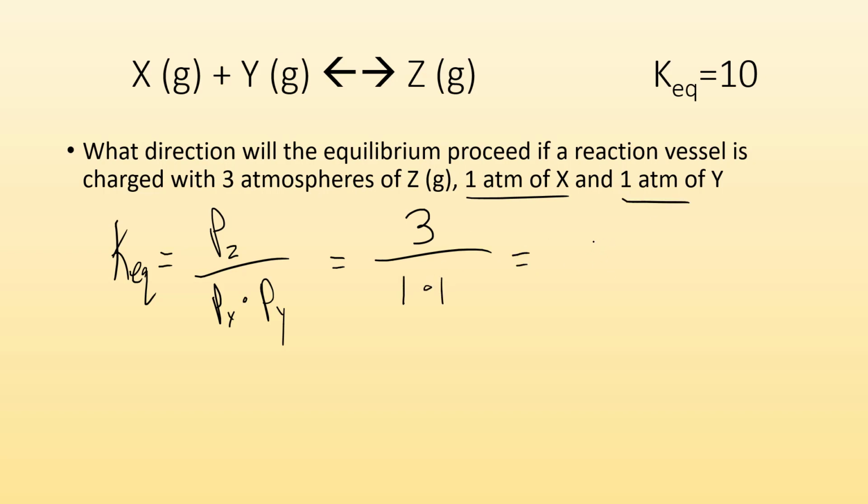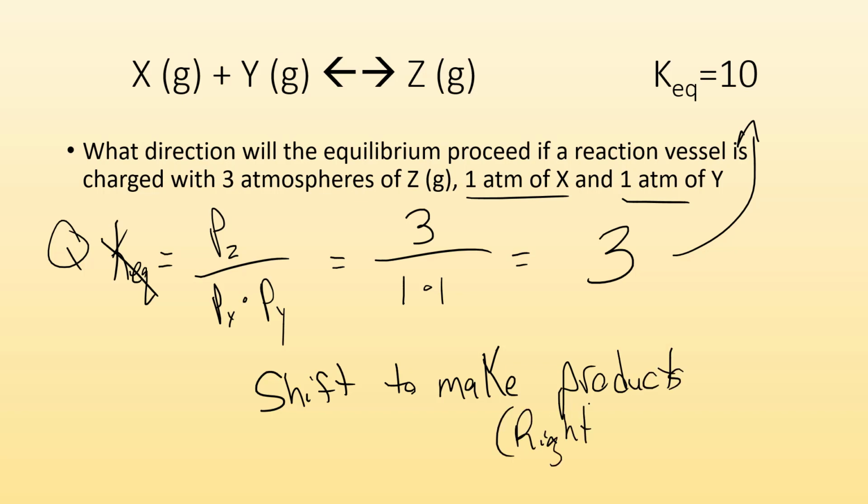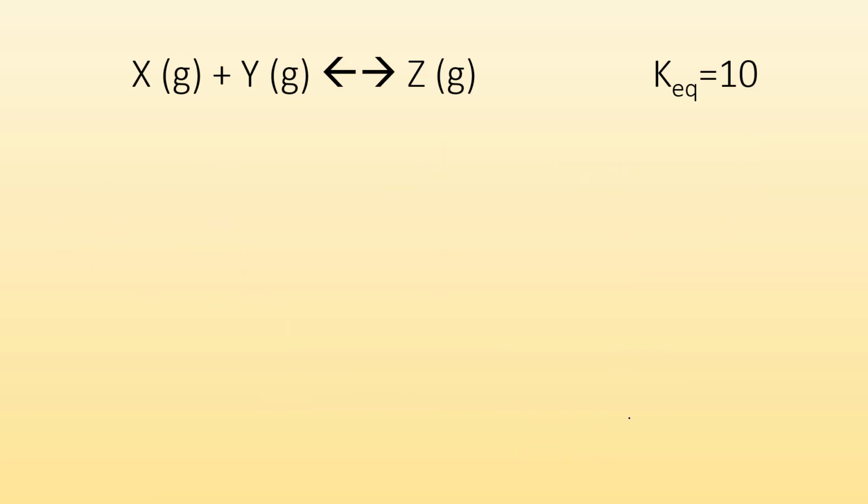That's going to give me a value of 3, right? So my Q is equal to 3. 3 is much less than 10, so I'm going to have to shift to make more products, which means I'm going to shift to the right. Because my Q is smaller than my KEQ, it's telling me I don't have enough products. I need more products. I'm going to have to make more products.